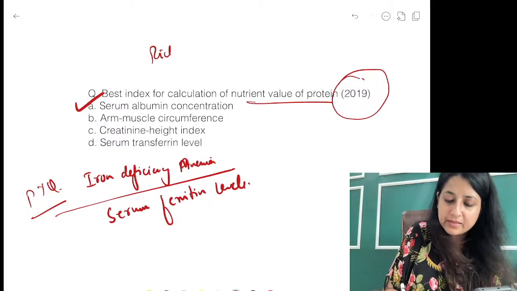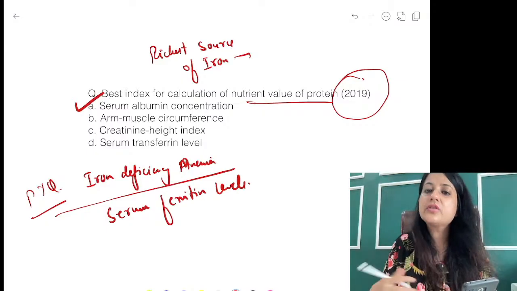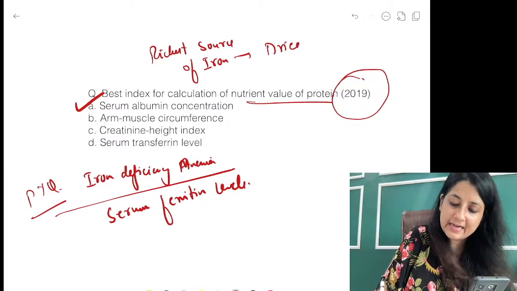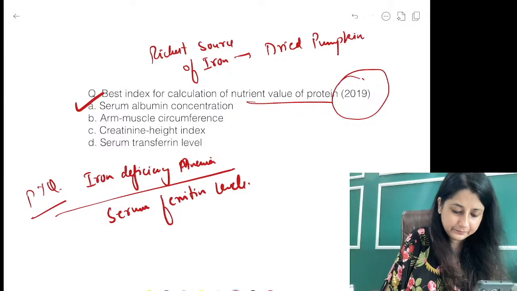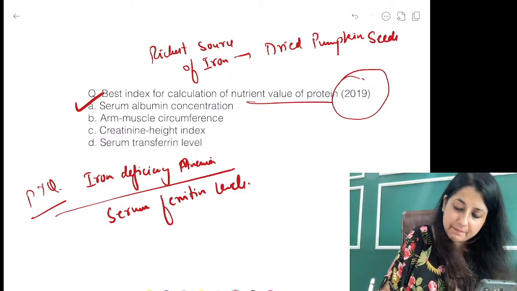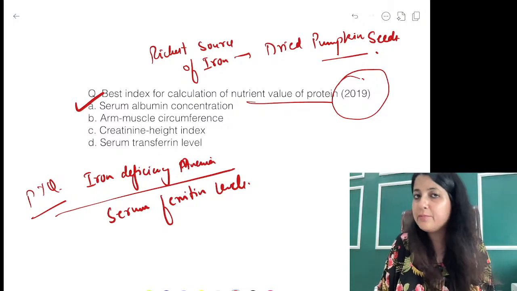Richest source of iron, anybody? Can anyone tell me the richest source of iron? It is dried pumpkin seeds. Dried pumpkin seeds, all right. The next one is pistachio seeds, but it is dried pumpkin seeds.